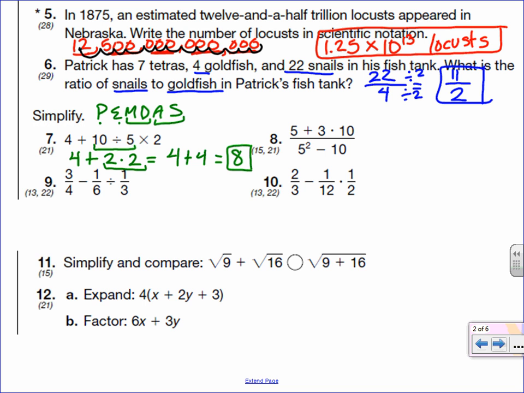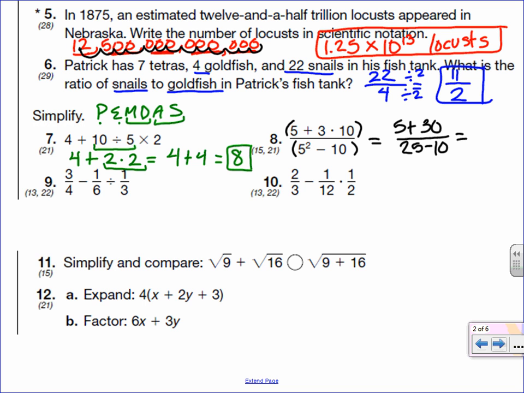In number 8, it's like we have parentheses on the top and the bottom, so we do those separately before we do the division that the fraction indicates. So we have 5 plus 3 times 10. Multiplication comes before the addition, so we have 5 plus 3 times 10 is 30. And then on the bottom, we would do the exponent on the 5 first. So 5 squared is 25.